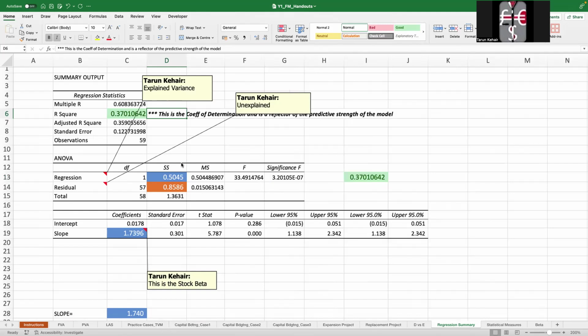In layman's terms, suppose I don't know finance, I am dumb, and you want to explain finance to me. How will you explain this? This means that this model is able to explain 37% of the change in the Tata Motors returns caused by changes in the Nifty. Yes.